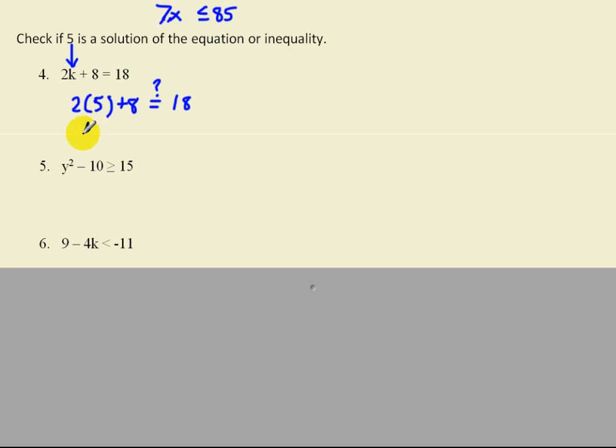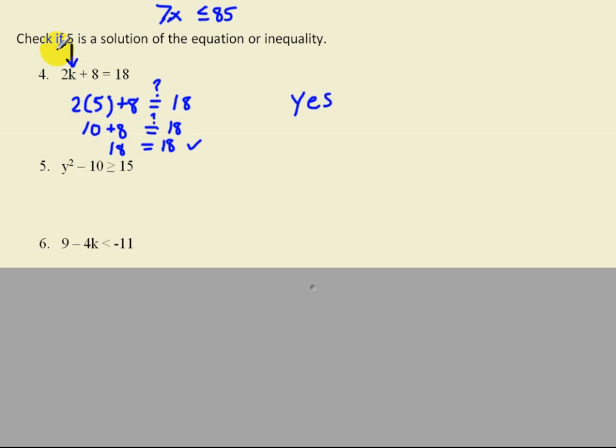We multiply first, and we get 10 plus 8. And we're still asking if that's equal to 18. And then when we add 10 plus 8, we get 18 equals 18, which is a true equation. So this is yes, 5 is a solution because it gives us a true equation.